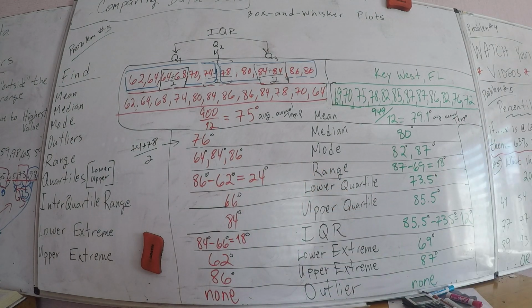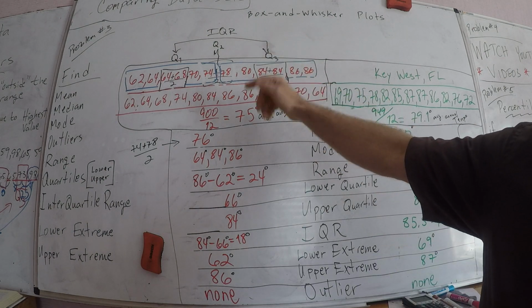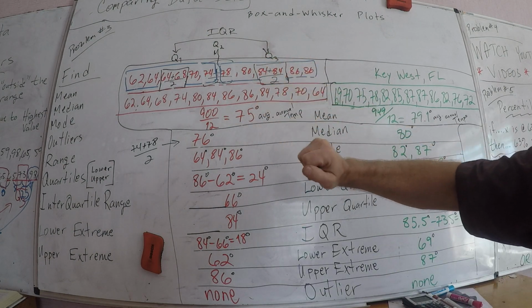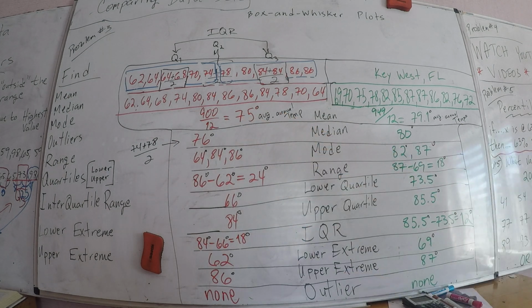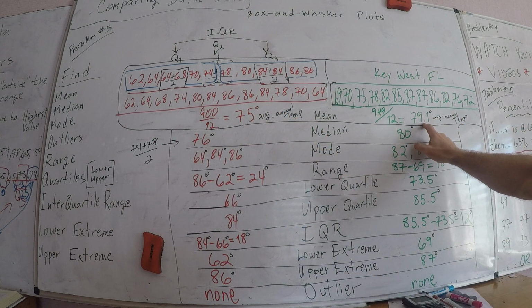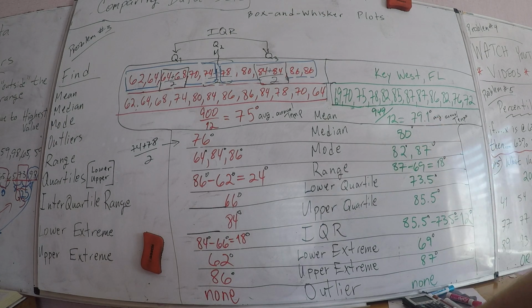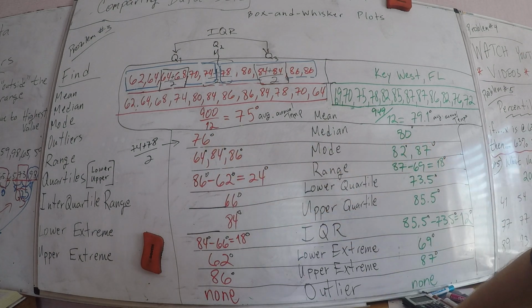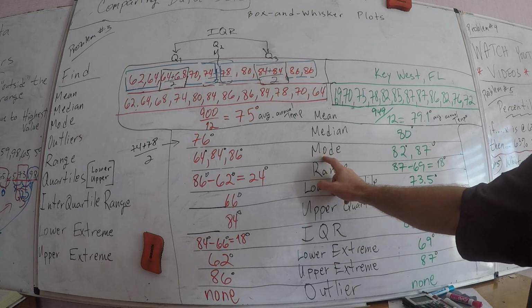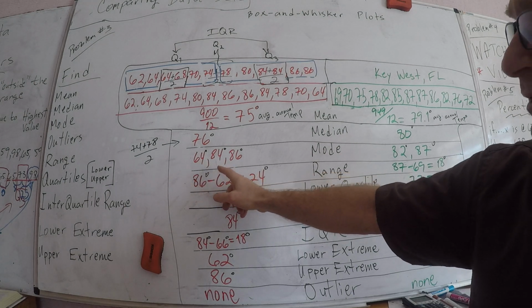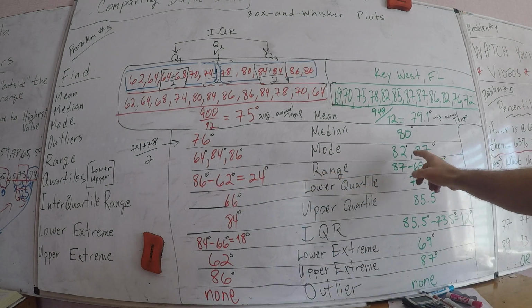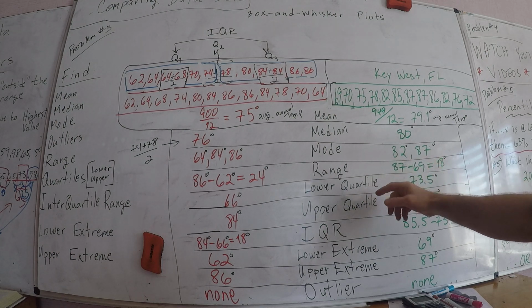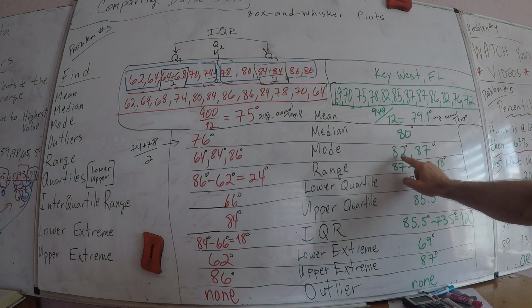Look, the average temperature in St. Petersburg is 75 degrees. The average temperature in Key West is 79. That's 4 degrees warmer. The median temperature is 76. The median temperature in Key West is 80. It's going to be warmer. The mode, more often it's 64, 84, 86. Here more often it's 82 and 87. So more frequently, it's going to be warmer.